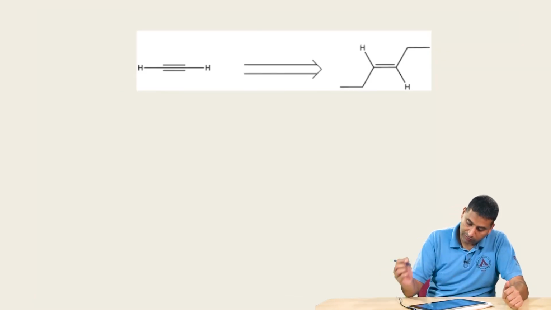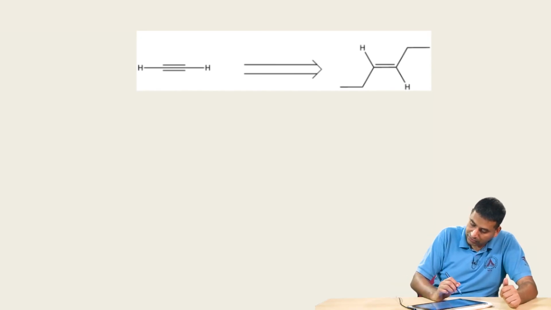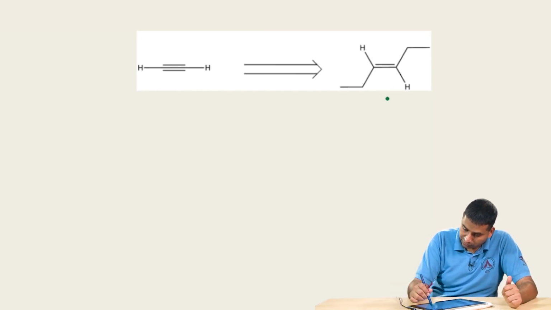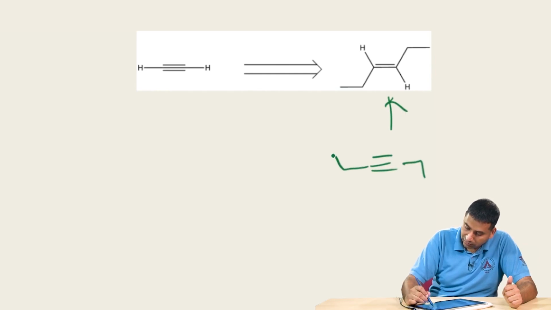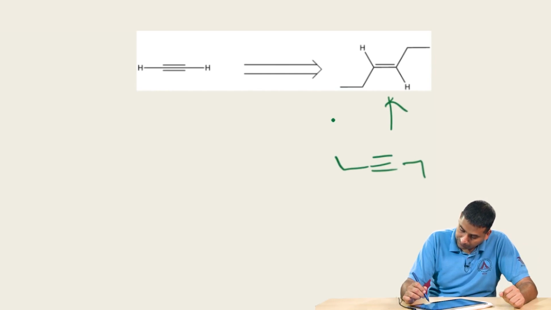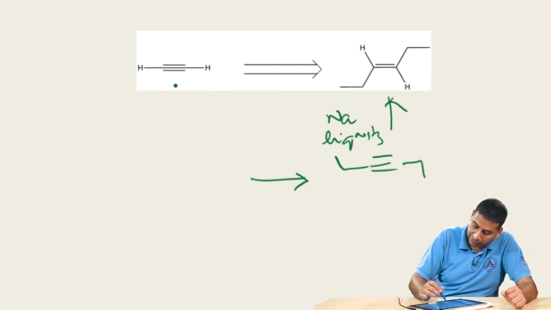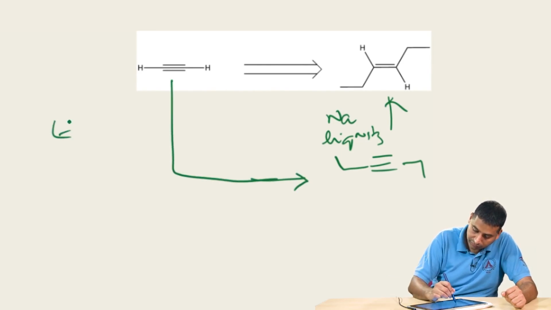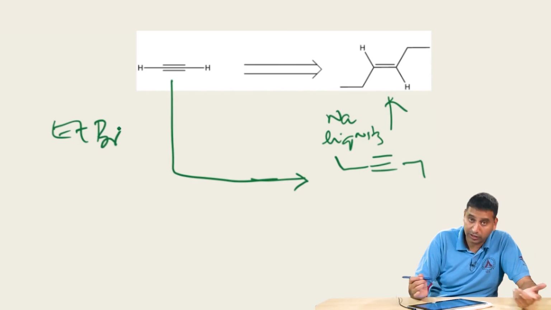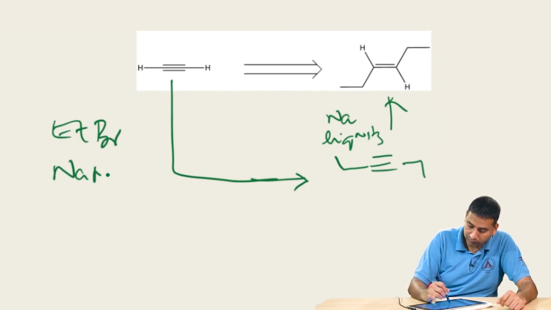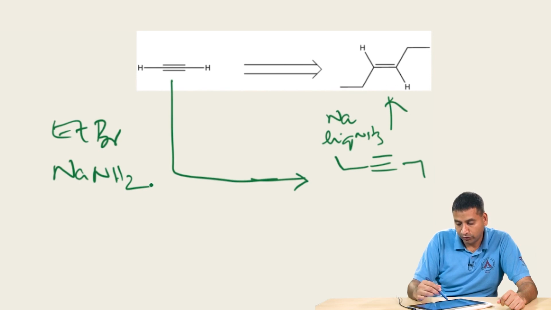What we would propose is that the product can be obtained by addition of sodium and liquid ammonia. This in turn can be obtained from here by addition of ethyl bromide or ethyl iodide and sodium amide. So, this would be the forward synthesis that I would put forward to give you the final product.